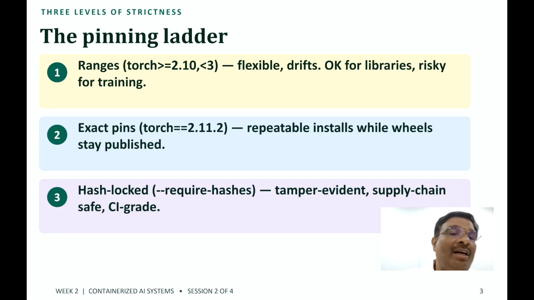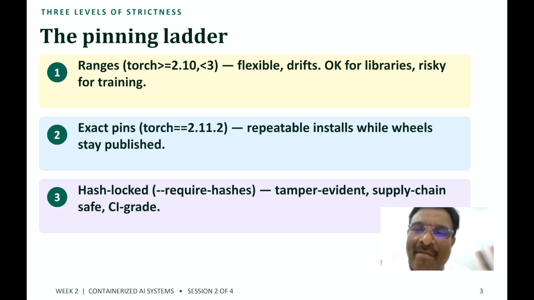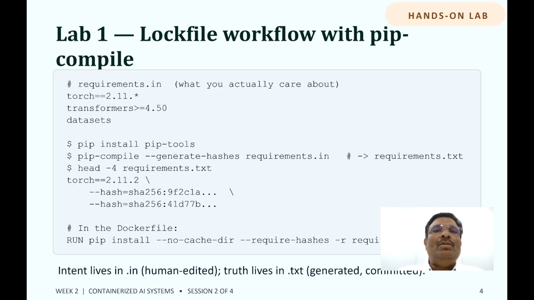Okay, and the third one is a very strict thing which talks of hash locked. It basically means it is tamper proof. Anybody who tampers with anything, it is tamper evident. It is supply chain safe. So this is how hash lock pinning is required, and we'll see what it means when we do some hands-on. Now the lab will talk about the lock file workflow with pip compile.